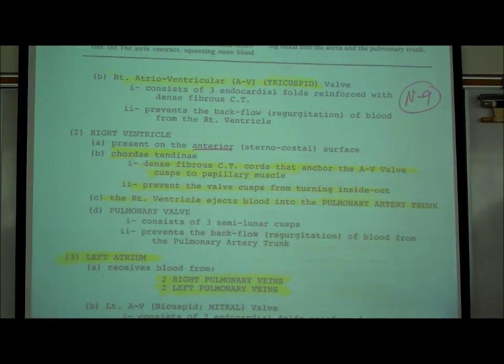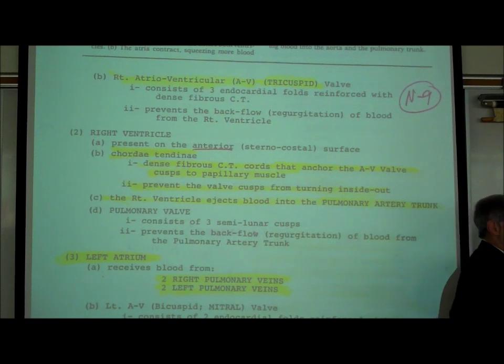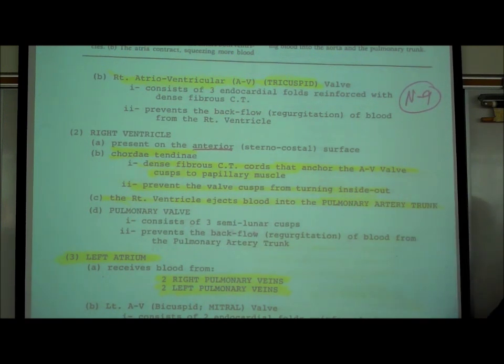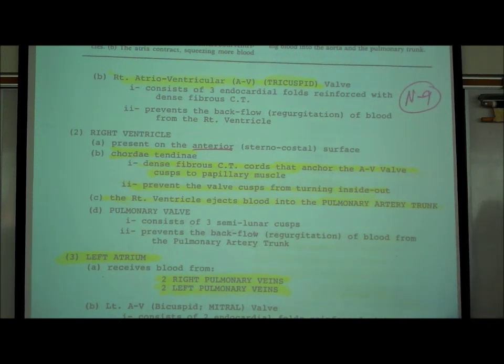So we wrote that the right ventricle is on the anterior or front side, and we described that there are these chordae tendineae. Now, chordae tendineae is Latin for tendon-like cords of fibrous connective tissue that anchor the AV valve cusps or flaps to the papillary muscle in the right ventricle to prevent the valves from turning inside out. And you're probably scratching your head thinking, I don't understand what you're saying. I'm going to show you a picture.